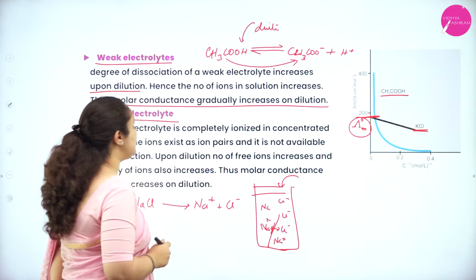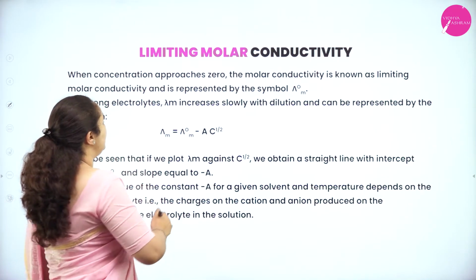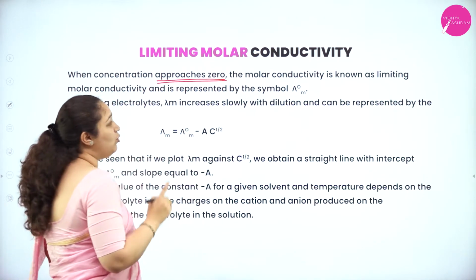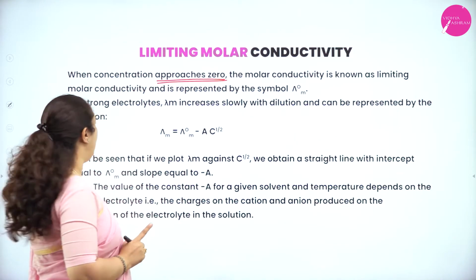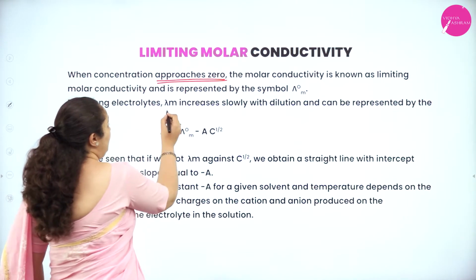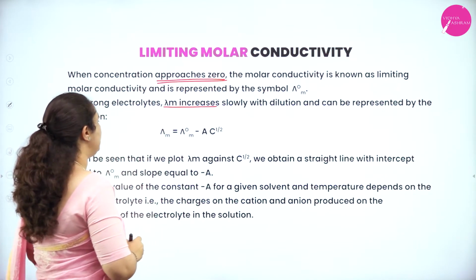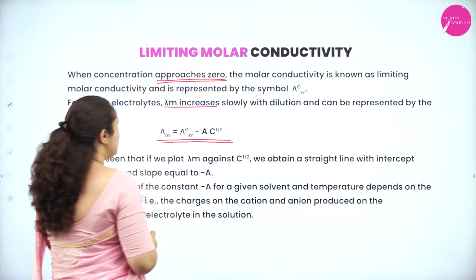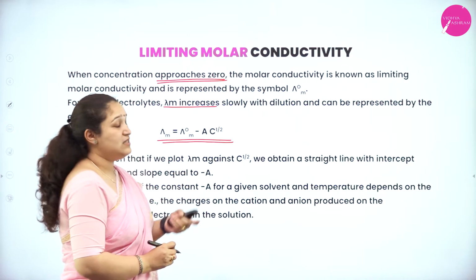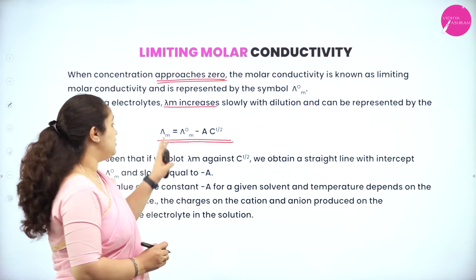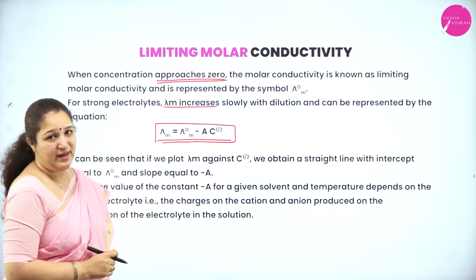Okay. Next is about the limiting molar conductivity. When the concentration approaches 0, the molar conductivity is called the limiting molar conductivity. For strong electrolyte, molar conductivity increases slowly with dilution and can be represented by this formula. That is, molar conductivity is equal to limiting molar conductivity minus A C to the power half. Okay. So this is the formula for what electrolyte? For only strong electrolyte. Okay.